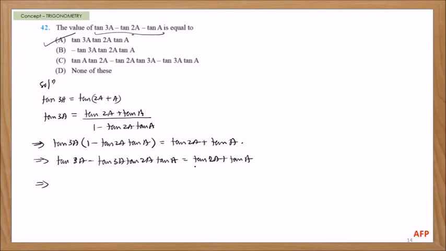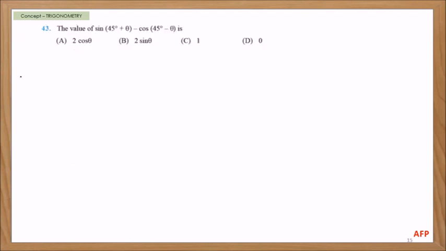Okay, you will get the answer. tan 3a minus tan 2a minus tan a is the multiplication of all the three: tan 3a, tan 2a, tan a. So this is the answer we are having. So option A is the correct one. So here is the solution which we are having.